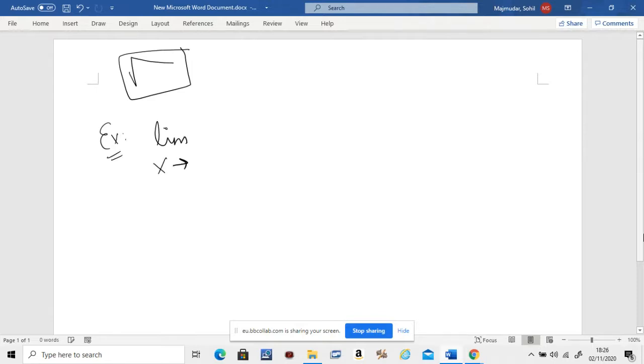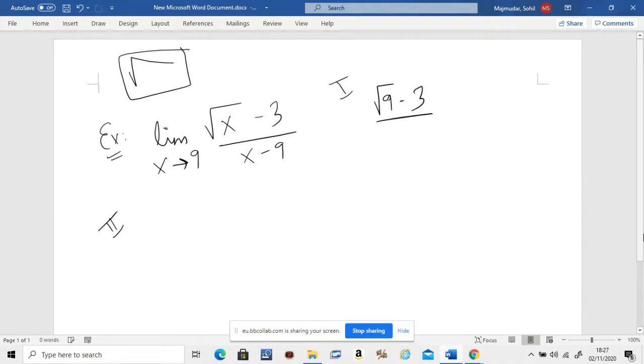Limit x approaching 9, square root of x minus 3 over x minus 9. Now the question is to solve this problem. You can do it in 2 steps. Step 1, as usual, in place of x, plug in 9. So you get square root of 9 minus 3 over 9 minus 9. This will give you 0 over 0. Now we see that this is not acceptable. So you try and simplify the problem.